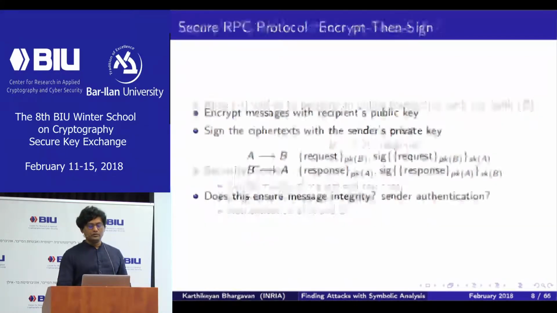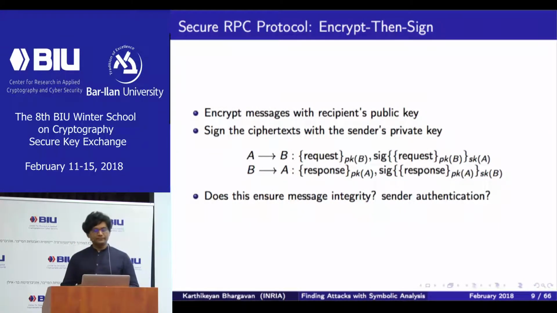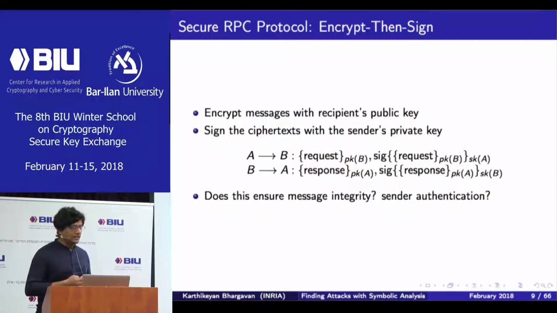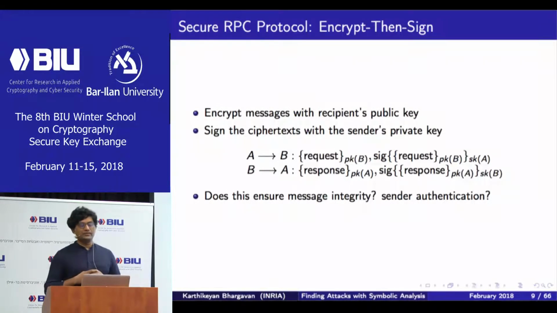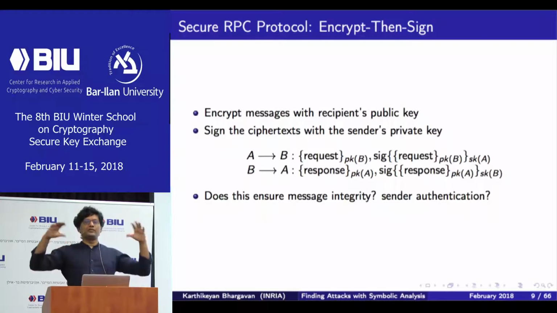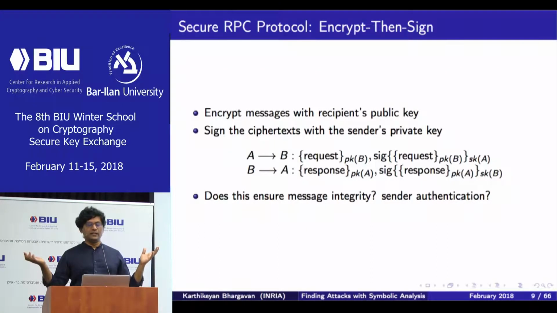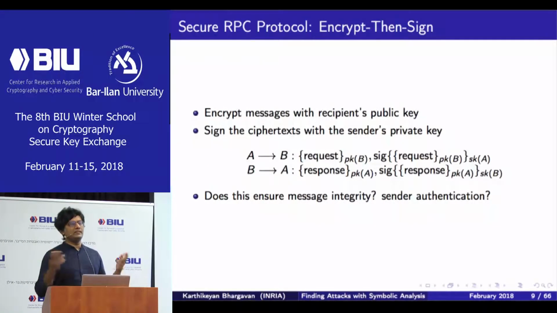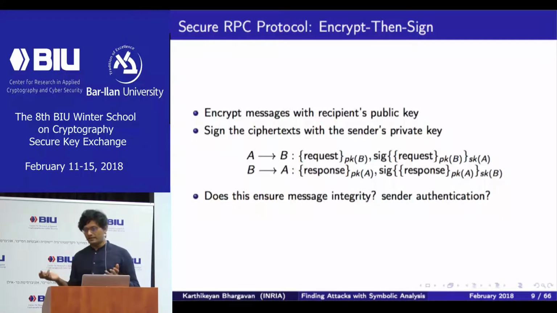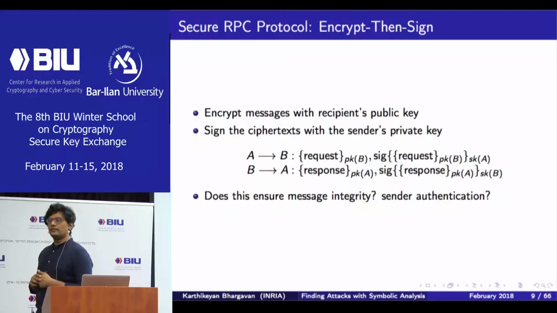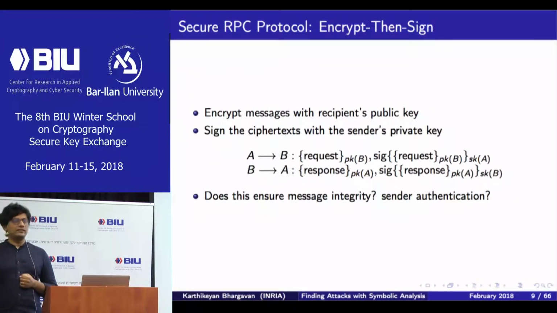Okay? So here's one design. Obviously, it's broken, but let's say it's our design, from A to B. A is going to encrypt the request to B using the public key of B, and then it's going to sign the ciphertext. And B is going to send to A the response encrypted for A and signed outside by B. Okay? So this is the most naive way of using public key encryption and signatures to provide confidentiality and authentication and integrity for a message.